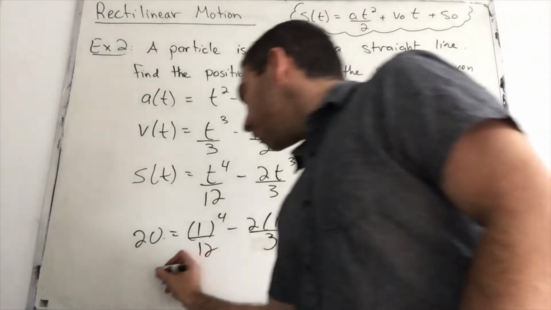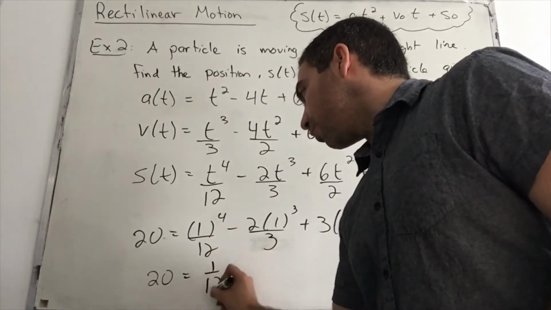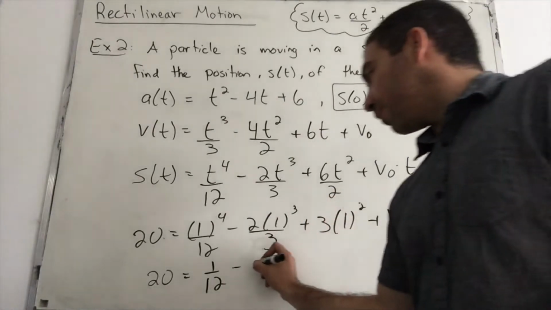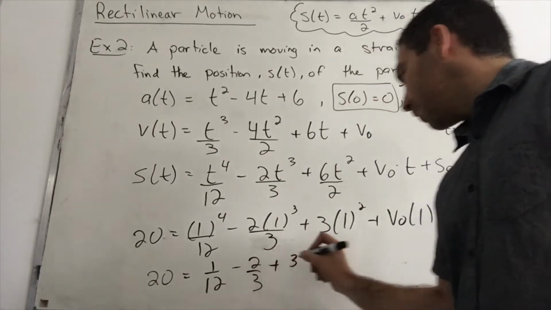So this gives us 20 equals 1 to the 4 is 1 over 12. It's just 1 over 12. Minus 2 times 1 cubed over 3 is just 2/3. Plus 3 times 1 squared is just plus 3. And plus v0.